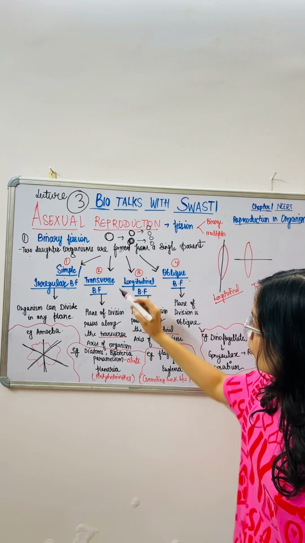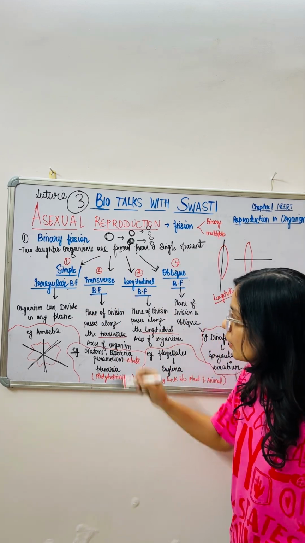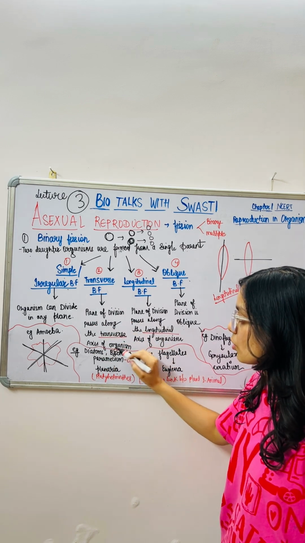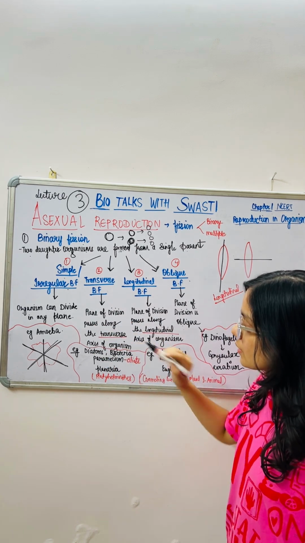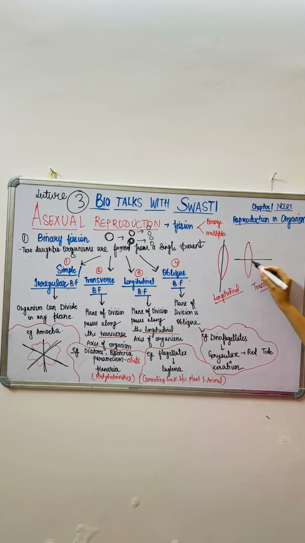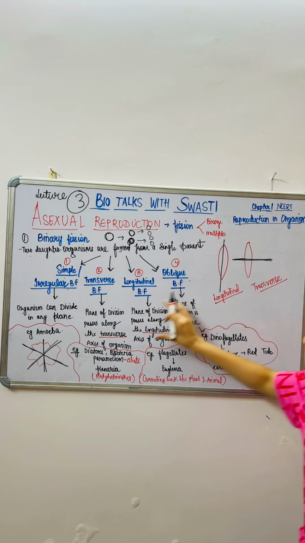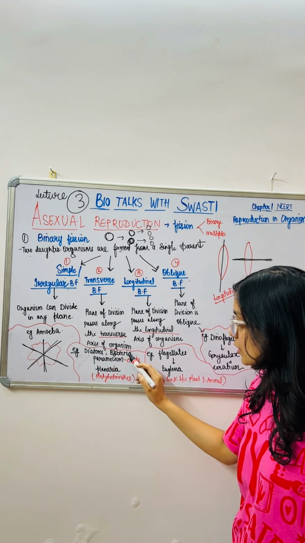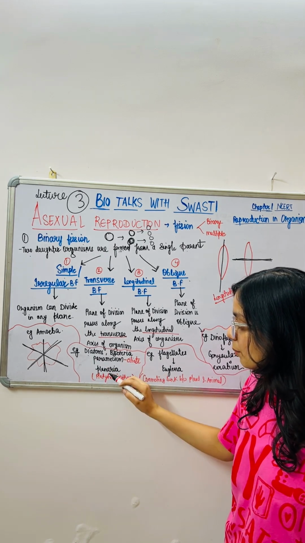Now what is transverse binary fission? The plane of division passes along the transverse axis of the organism. Now what is the transverse axis of the organism? You can see here, this is the transverse axis of the organism. So the examples of transverse binary fission are diatoms, bacteria, paramecium and planaria.